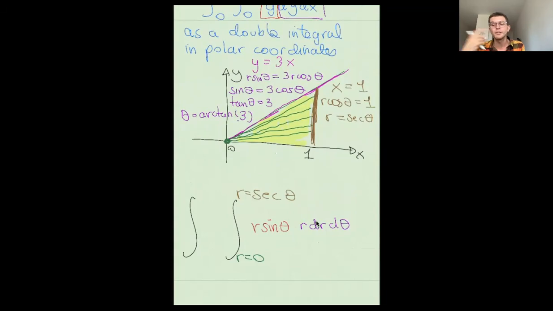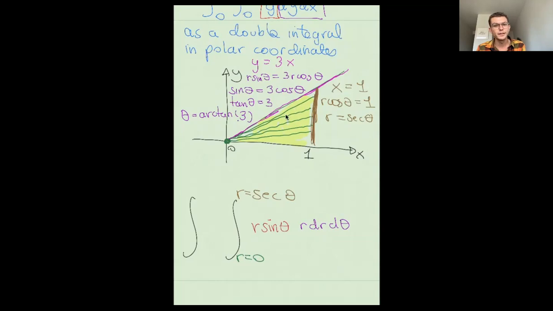The reason I knew I was doing it this way is because along each of these green arrows, r is changing. r is the thing that's changing values, while theta, the angle, is fixed. So r is the one that's variable first. And that means you're integrating with respect to r first, if that makes sense.